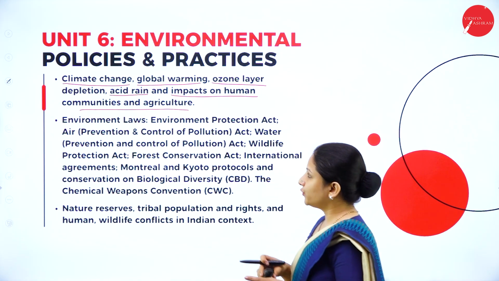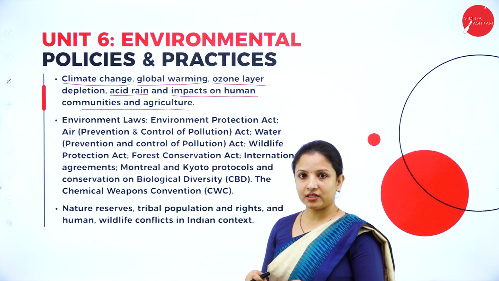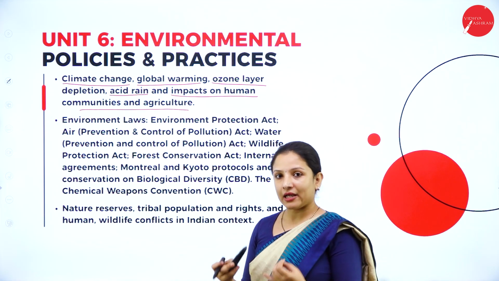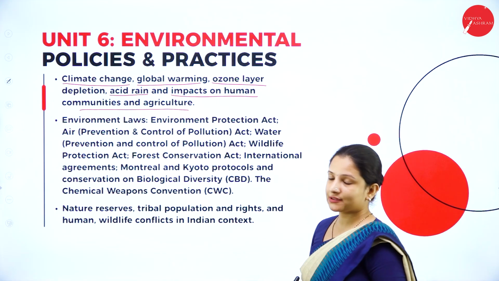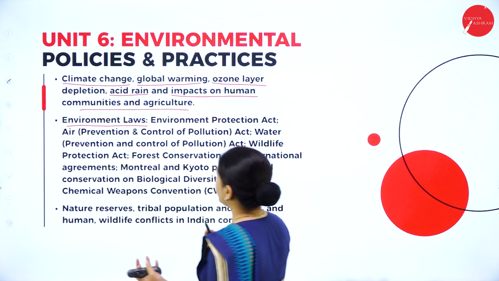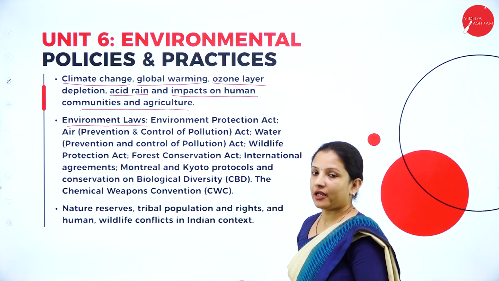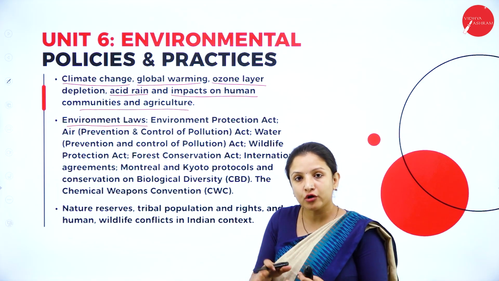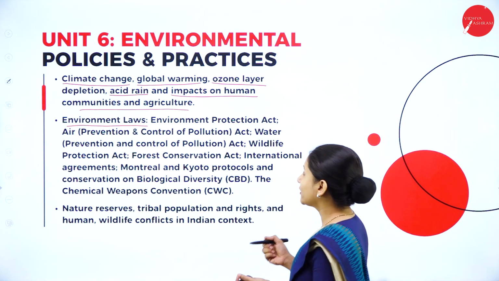Of course, global warming, climate change, ozone layer depletion, and acid rain can have a large impact on agriculture. So all that we need to study under this. Next are the various environmental laws that have been put up to safeguard the environment, because without law, nobody will take the initiative of not doing something bad, right? So what are the different laws?